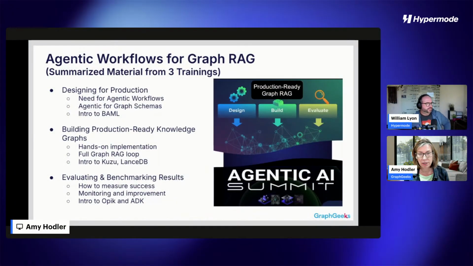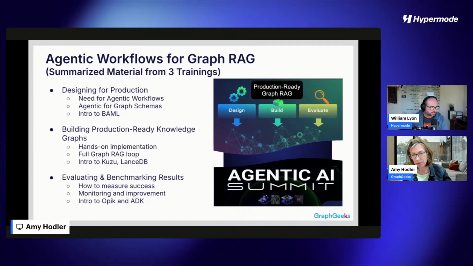I think we're going to take a look at some summarized material that I recently presented with a group, about 3-4 weeks ago, time goes by pretty quick. A group of us from GraphGeeks got together and submitted for training for the Agentic AI Summit, which is put on by the Open Data Science Conference team. We did 3 trainings over 3 weeks. I'm not going to present all that material, just some summarized material from it.